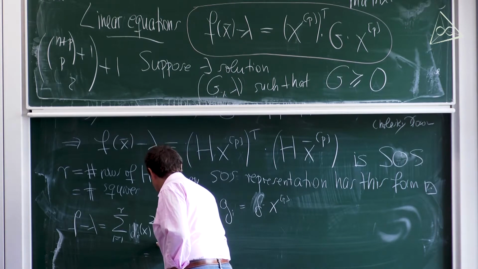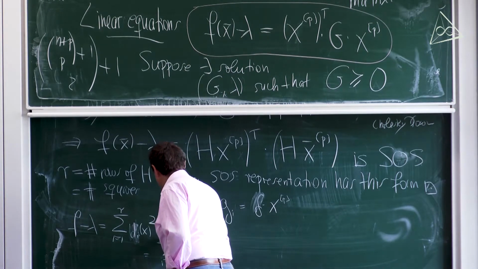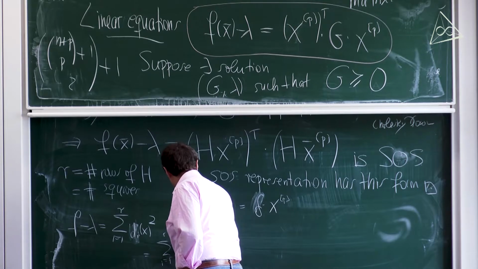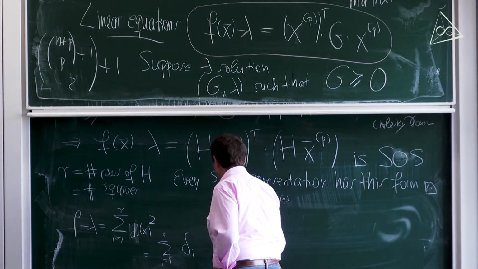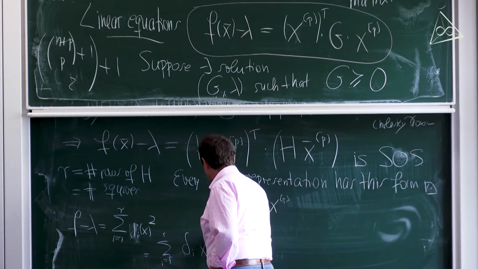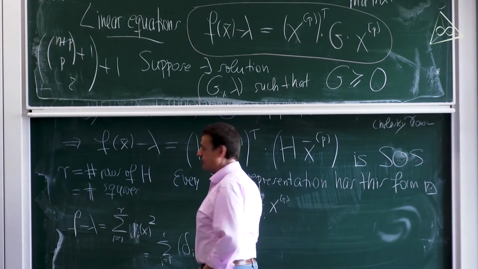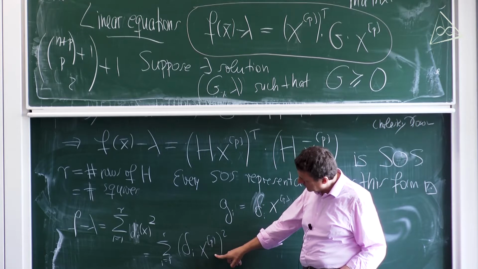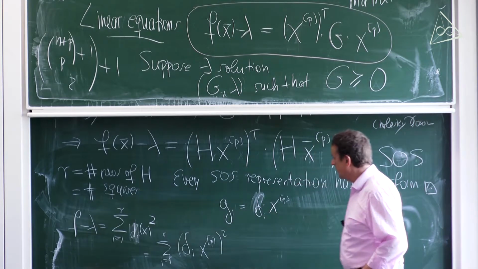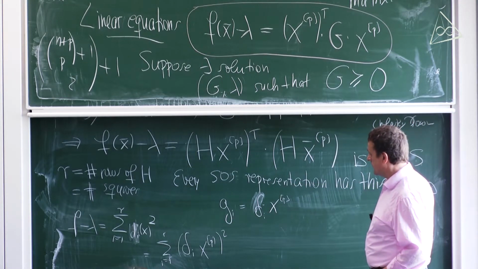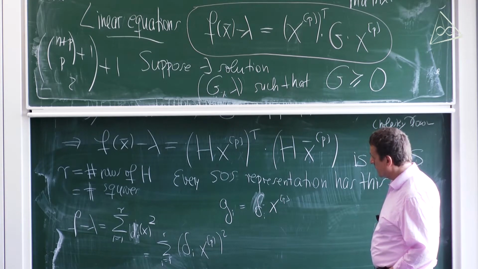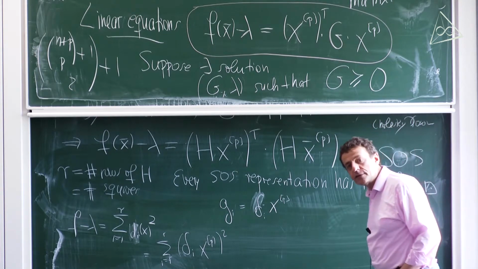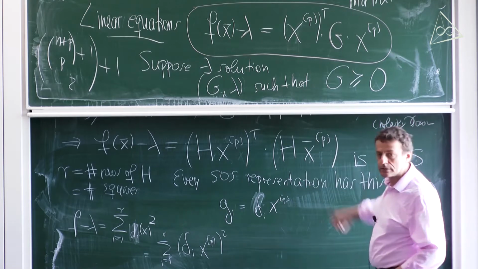So this means this is the sum over i from 1 up to r of delta_i, the row vector, times x upper p, squared. Okay, now that's the dot product of something with itself. So now I simply take delta_i and make it the row of some matrix H, and I get this.